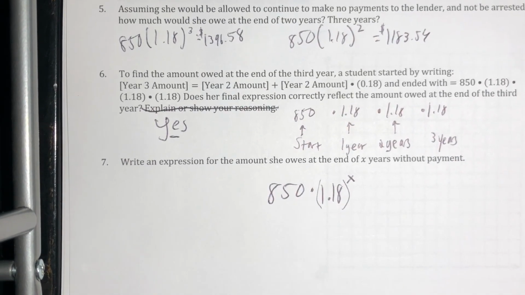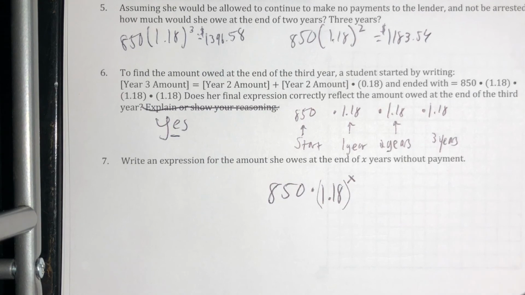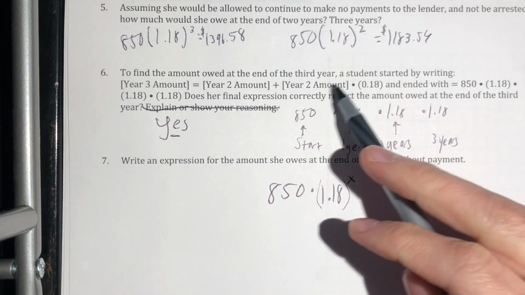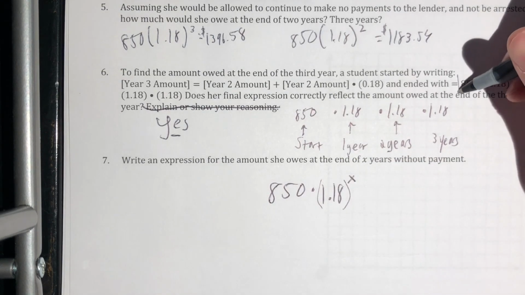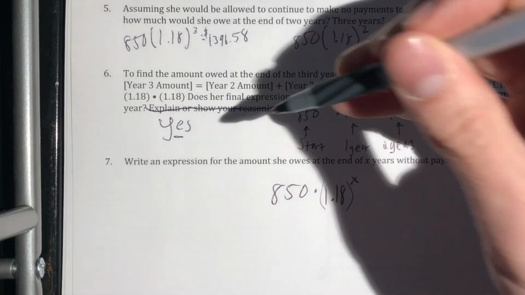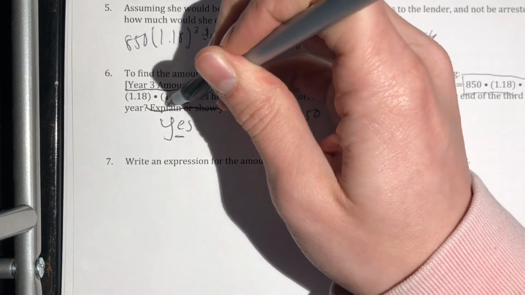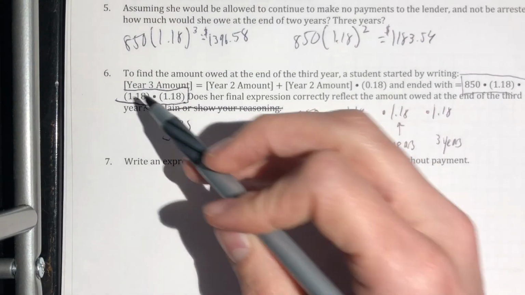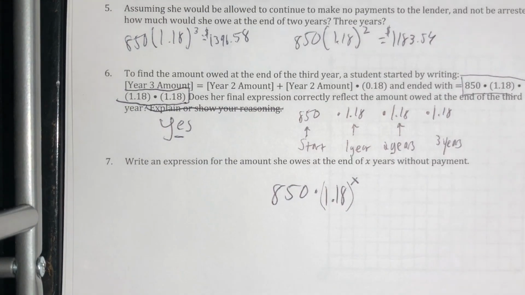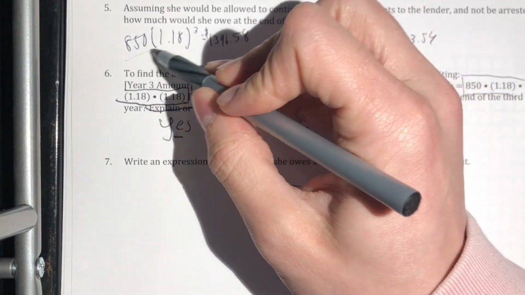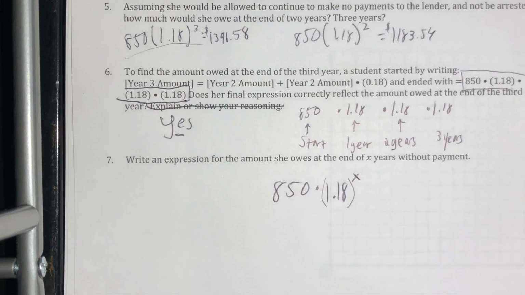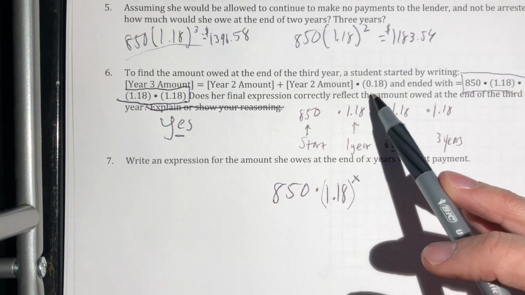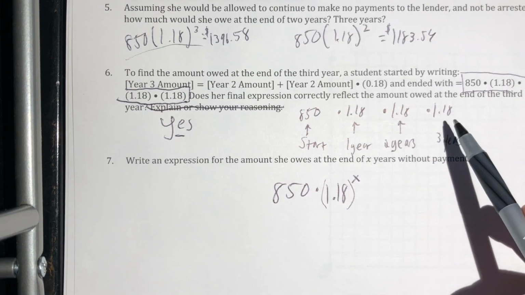To find the amount owed at the end of the third year, a student started by writing this. Year 3 amount is the year 2 plus 18% of the year 2. And ended with, and I don't know which students these are, they think the long way for sure. But whatever. They thought 850 times 1.18 times 1.18 times 1.18. And that, of course, will work. That's pretty much exactly what I wrote up here, just in expanded form. So yes, that'll work because we started at 850: 18% for year 1, 18% for year 2, 18% for year 3.